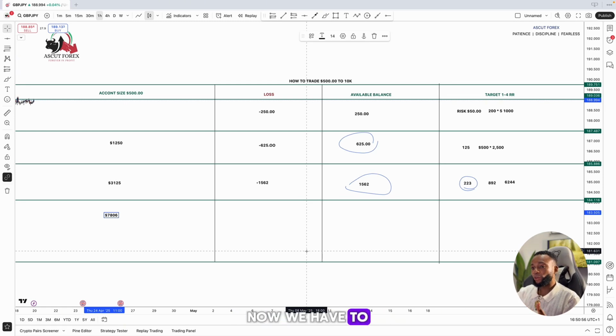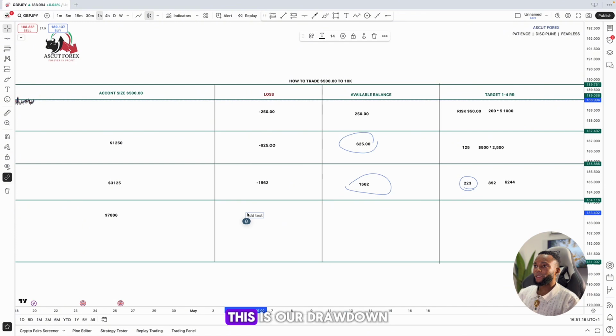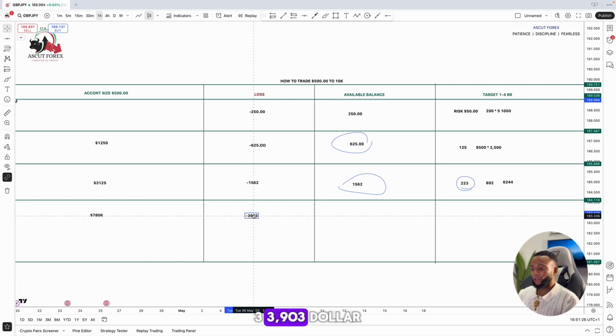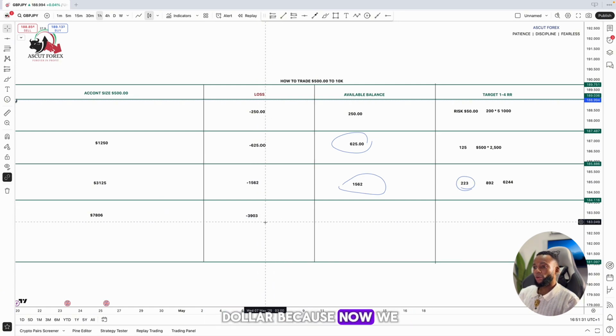You understand? Now we have to do the same thing again. Let's divide this $7,800. 7,800 divided by 2. Automatically, we already have this as our drawdown here. This is our drawdown, minus what? $3,903. We're already losing $3,903 because now we are taking 20 trades.